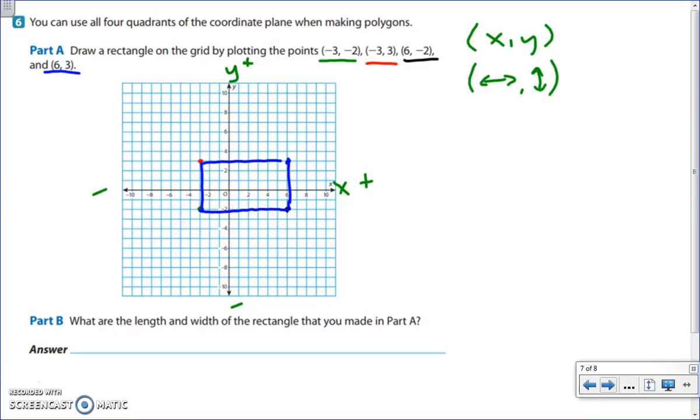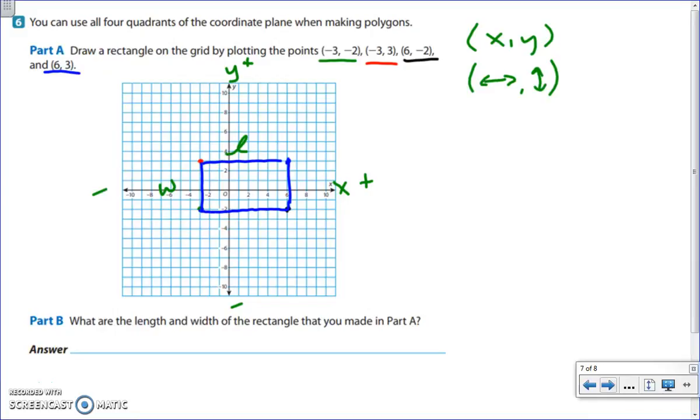It says, what are the length and width of the rectangle that you made in part A? So what we need to figure out is the length and the width. And really, most times we think horizontally for length, so I'm going to do it that way, and vertically for width. Sometimes we call them base and height, length and width, dimensions. I could have said, what are the dimensions of the rectangle? That would have been fine too.